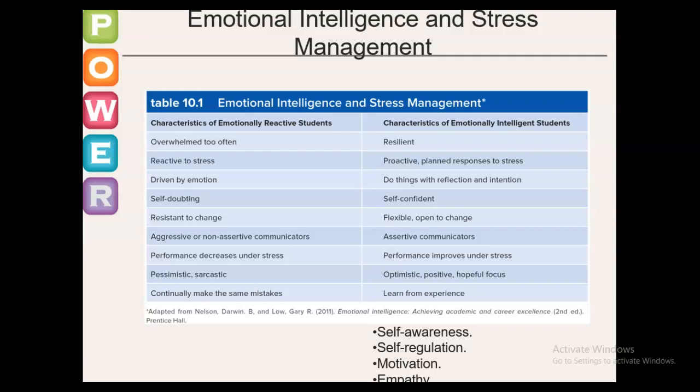Whereas individuals who have really well-rounded emotional intelligence, they may be more resilient, proactive, planned responses to stress, do things with reflection and intention, self-confident, flexible and open to change, assertive communicators, performance improves under stress, optimistic, positive, and hopeful focus, and they may learn more from their experiences. So again, focusing on self-awareness, self-regulation, motivation, empathy, and social skills, those are the characteristics that are common for individuals who have a well-rounded state of emotional intelligence.